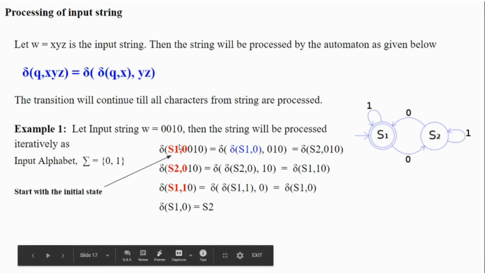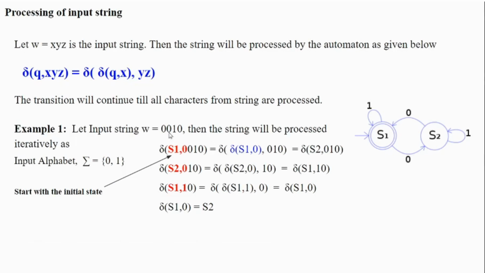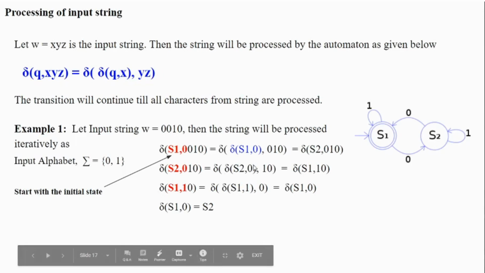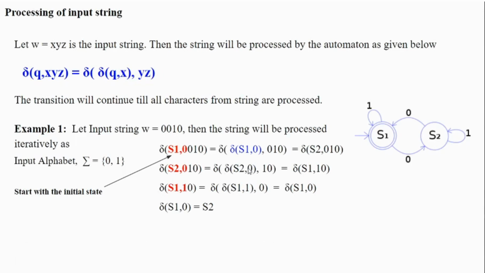So in this way, one by one, all characters of these strings are processed. I am repeating, in this way, by extending the transition functions on the input characters one by one, the string is processed. Fine, this is the only way. So what is the meaning of this? When you apply a transition function, given the current state and multiple characters, you extend the transition function on these characters one by one.